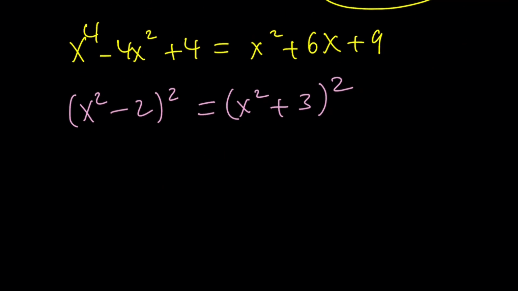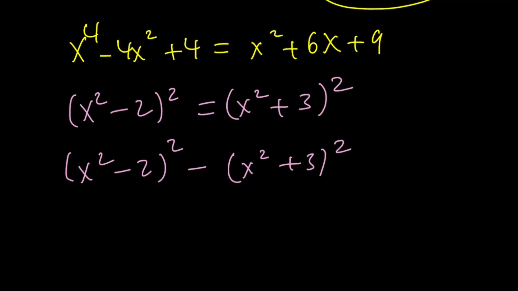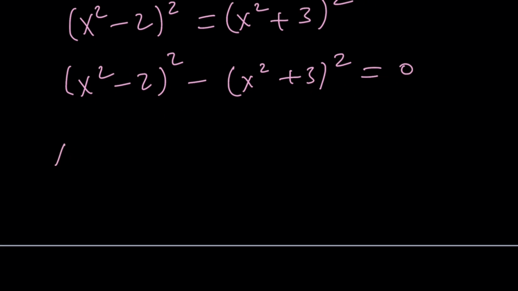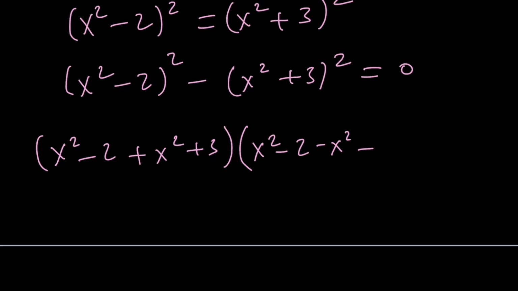Anyways, now the rest is fairly easy because all you have to do is turn this into a difference of two squares and then just factor it. Of course, this is equal to 0. And I'm going to go ahead and write it like x squared minus 2 plus x plus 3. That's going to be a plus b, or p plus q, and then p minus q equals 0.